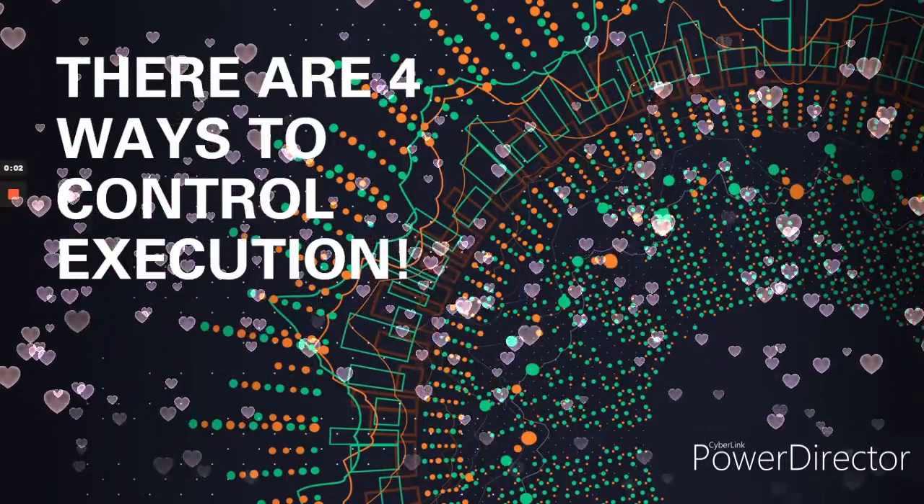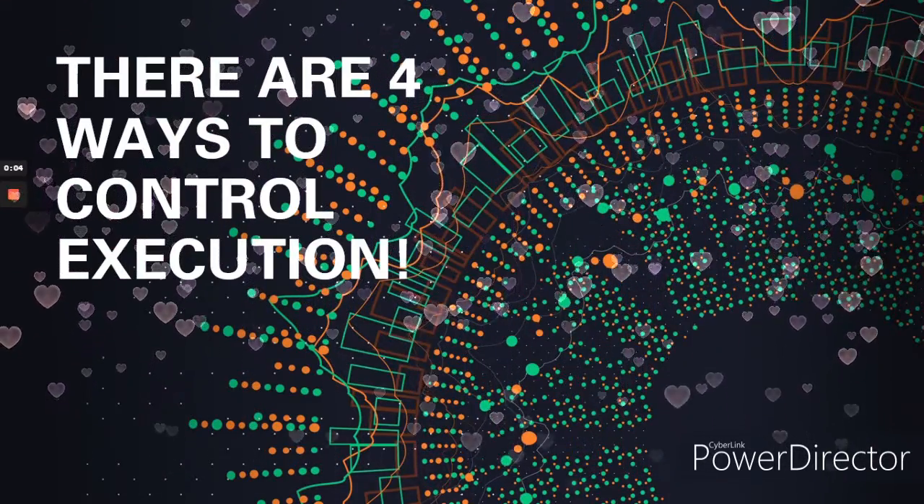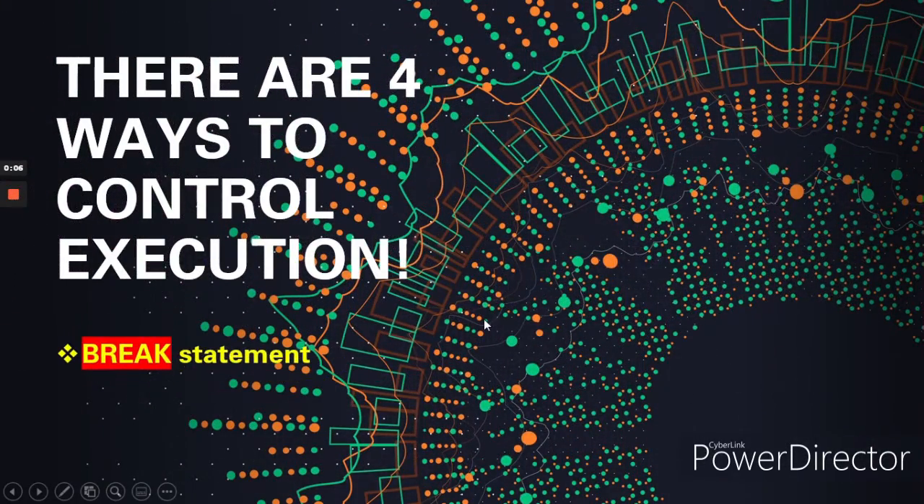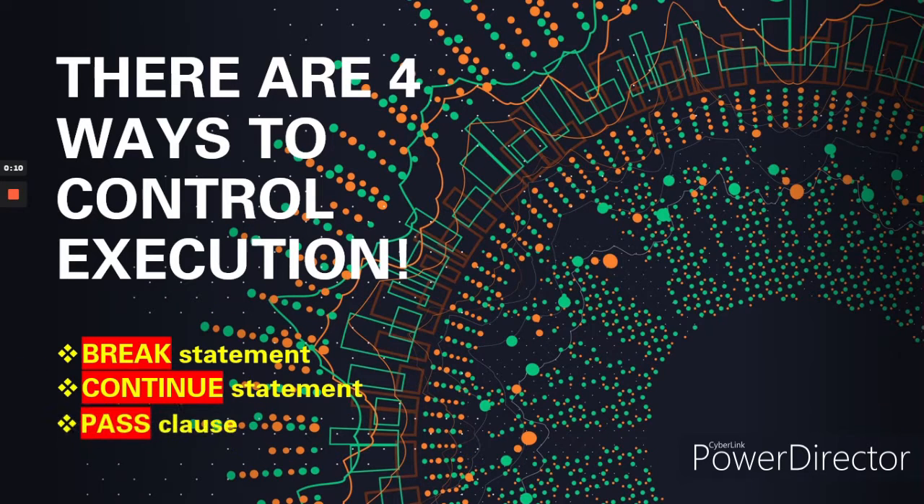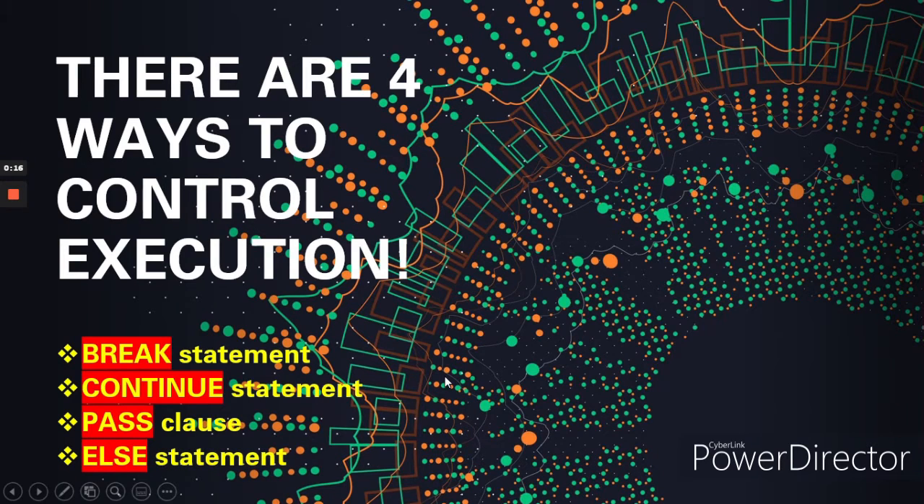There are four different ways to control the execution of a loop. The first way is the break statement, second way is the continue statement, third way is the pass clause, and lastly the else statement. In today's video, I will only show you the break statement and the continue statement.